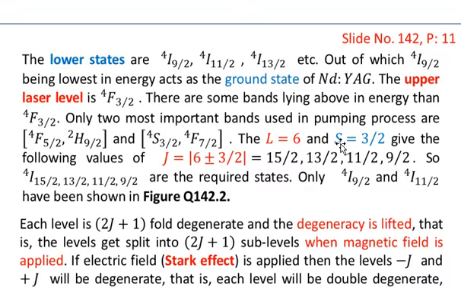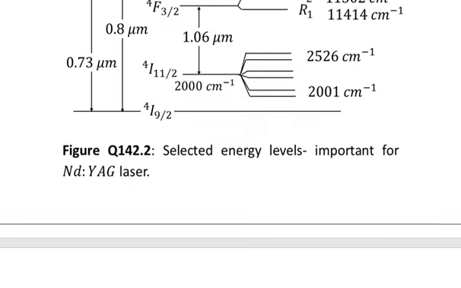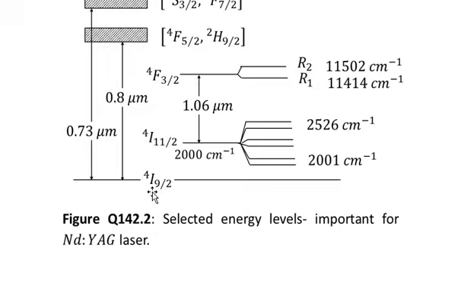So when capital L is equal to 6 and capital S is equal to 3 half, the possible states will be 4I 15 half, 13 half, 11 half, and 9 half. So these will be the required possible states. Only 4I 9 half and 4I 11 half have been shown in figure 2. So you can see that I have shown only these two levels, that is 4I 9 half and 4I 11 half. The other levels have not been shown because these two levels are important as far as the Nd-YAG laser is concerned.